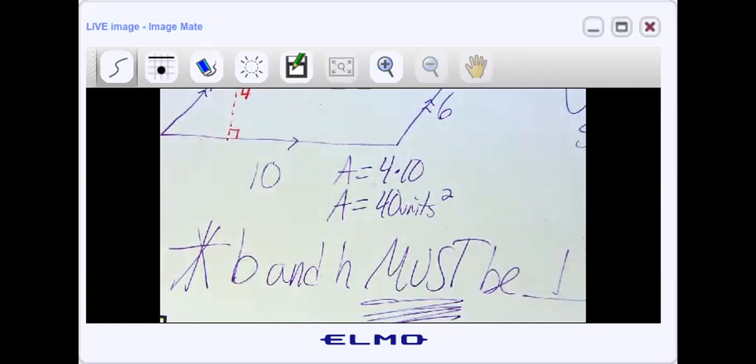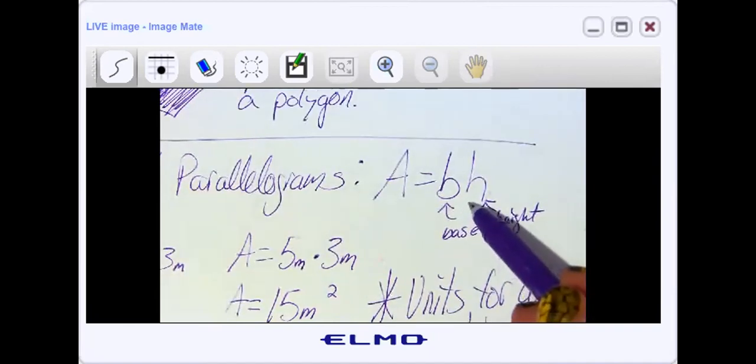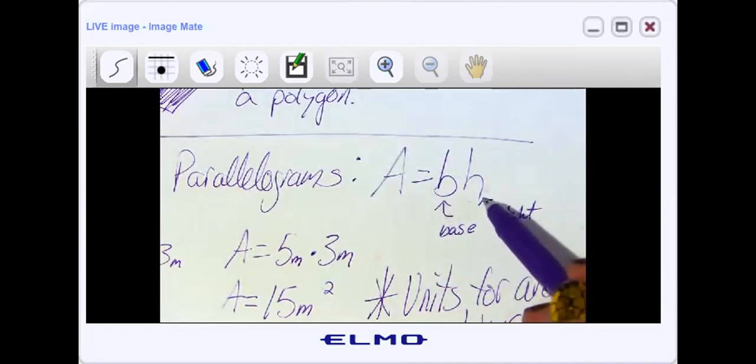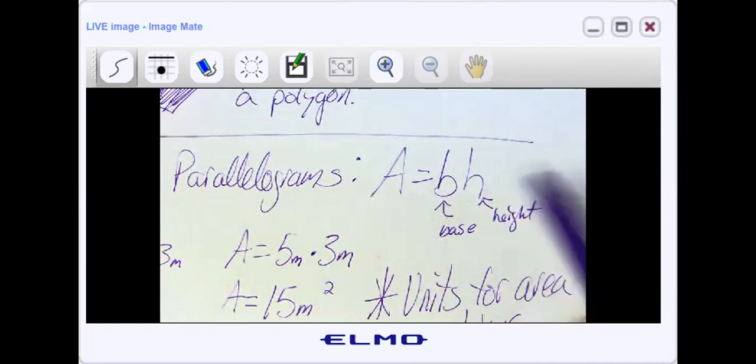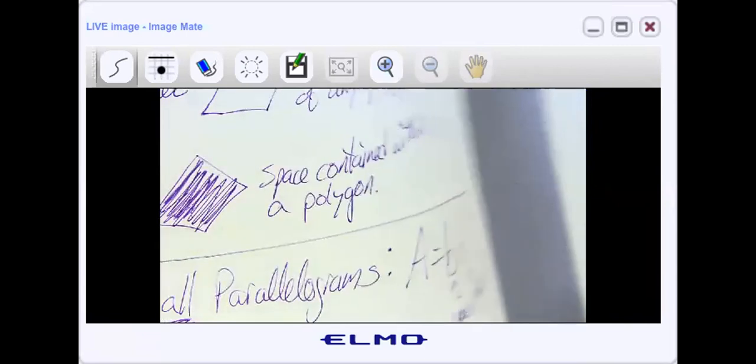Okay, so there are other formulas for some of the other parallelograms. Square actually has its own formula. However, you can still use base times height. A rhombus has its own formula that will work for it, but you can also use base times height. You can use base times height for literally any parallelogram, okay? Any of them. So let me flip this page and we'll look at a couple more.